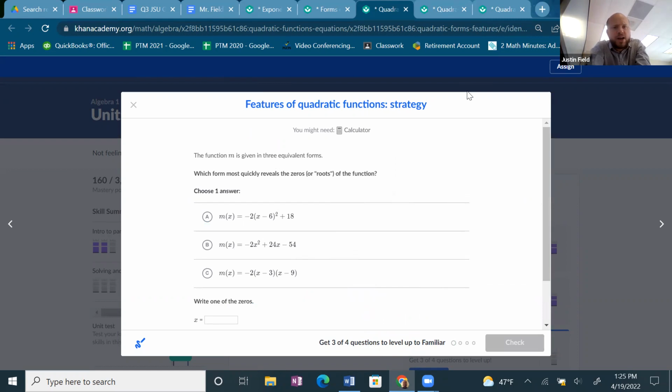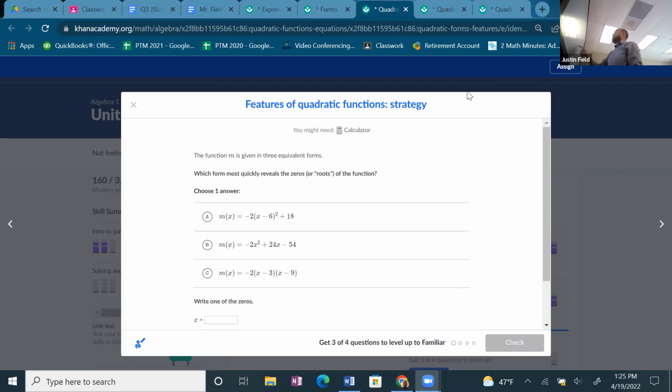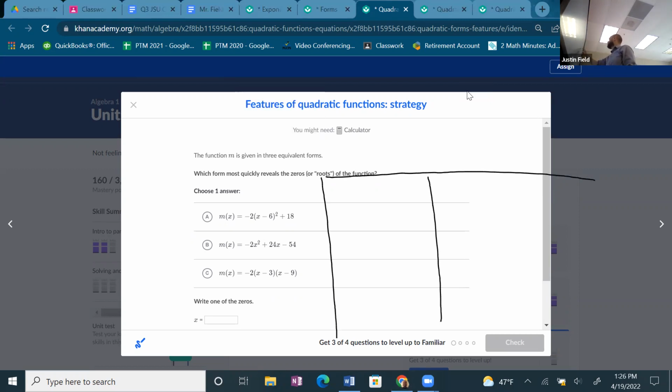It happens. The function m is given in 3 equivalent forms. Which form most quickly reveals the zeros or the roots? Well, this is something I'm going to look for when I come around this week in everybody's notes, this little graphic organizer, which I will create now. So we have how many forms of a quadratic? We have standard, we have factored, and we have vertex.